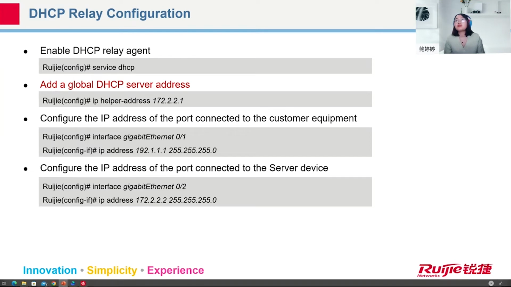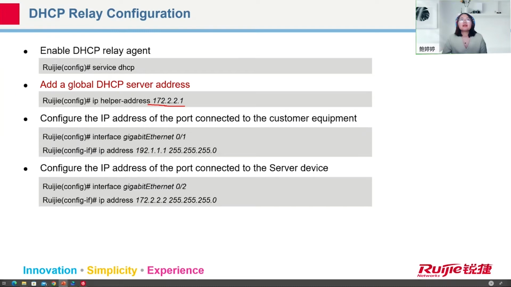So you have to enable the DHCP service. And the key command is the second one: add a global DHCP server address. Because about the relay, we have to make the broadcast message become a unicast message, right? Unicast message means you have a specific destination IP address. So you have to let the relay know who your DHCP server is. And the command is ip helper-address, followed by the IP address of the server. Of course, this IP address must be the real address of the DHCP server.